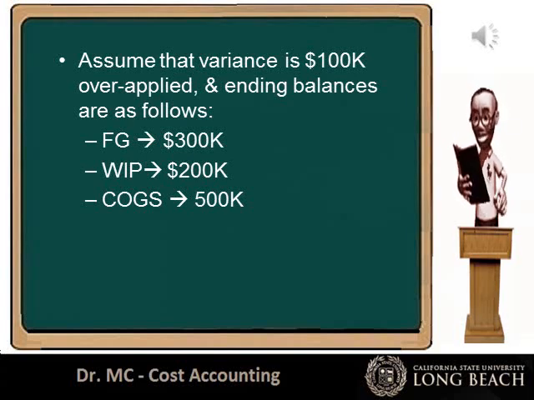Let's do an example using ending balances. Assume that a firm's manufacturing overhead is $100,000 over applied, and the variance is material. Also assume that the balance in the finished goods account is $300,000, the balance in the work in process account is $200,000, and the balance in the cost of goods sold account is $500,000. Keep in mind that you would do exactly the same thing if instead, you were given the amount of overhead contained in those accounts.